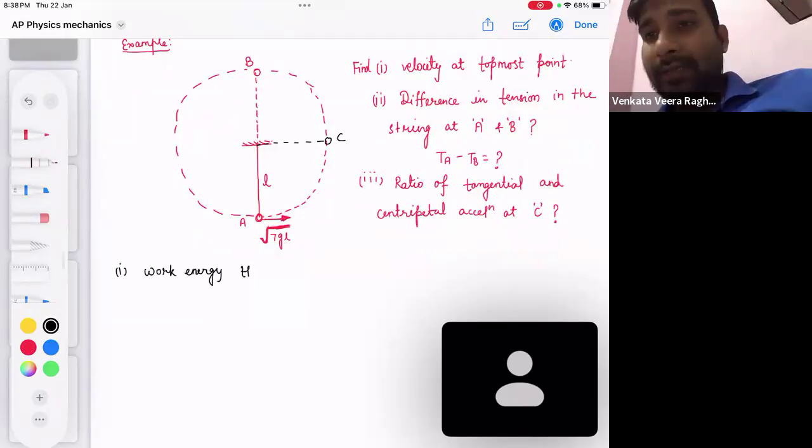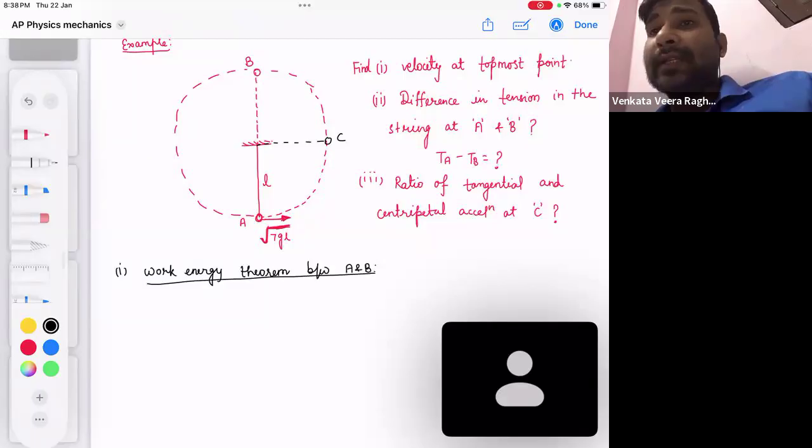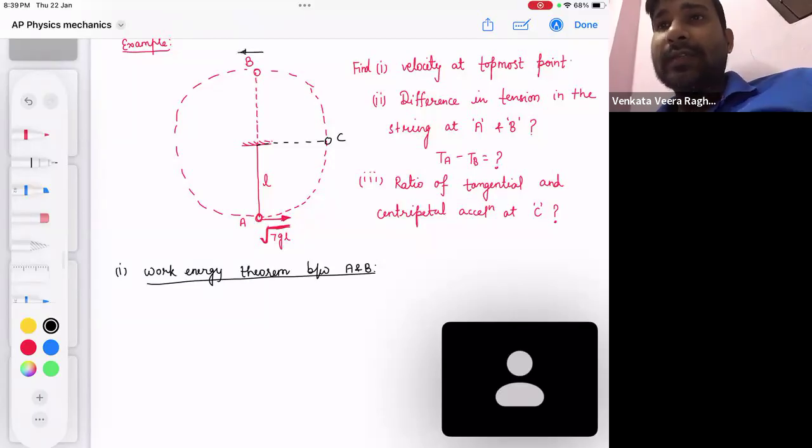work energy theorem between A and B. Because I know the kinetic energy at A and I want to know the kinetic energy at B, and I will relate the A and B kinetic energy with the work done. So tell me, kinetic energy at B. What is the velocity at B? Let's say velocity at B is V.